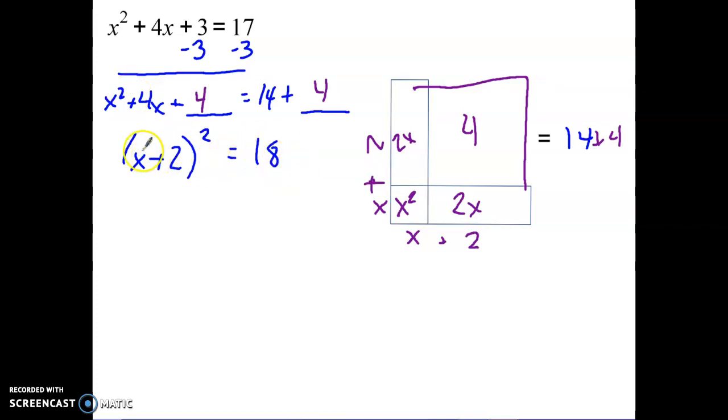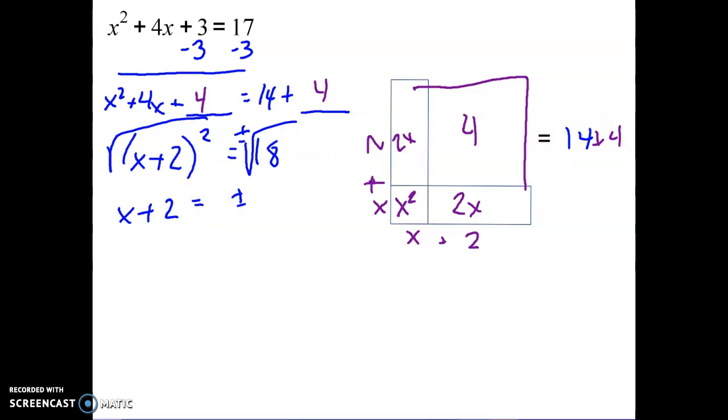Well, now this is what we did with the square root method. Now we can get back to something we know how to do. Squared and square root are inverses. I'll take the square root of both sides, and I'll remember to write plus and minus because I have two solutions. So I've got x plus 2 on the left-hand side, plus and minus over here on the right-hand side.